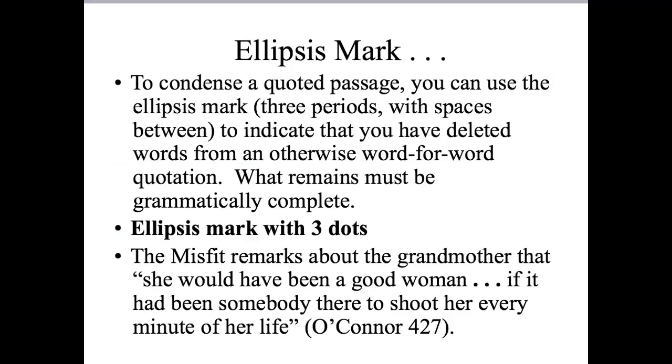The ellipsis mark. It looks like this: 3 periods with a space in between each. We use the ellipsis mark to indicate we have deleted words from an otherwise word-for-word quotation. Be careful. What is left has to be grammatically complete. Here's an example of the use of an ellipsis mark. The misfit remarks about the grandmother that she would have been a good woman, words have been left out, if it had been somebody there to shoot her every minute of her life.